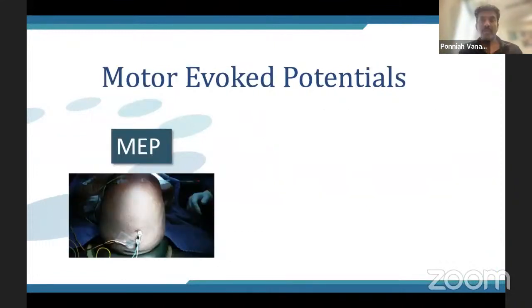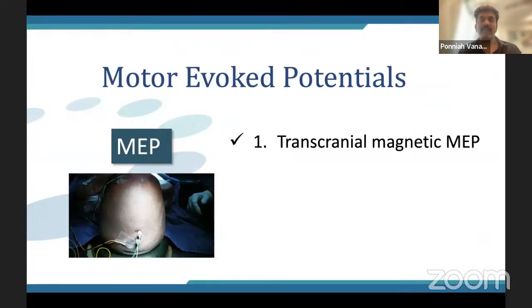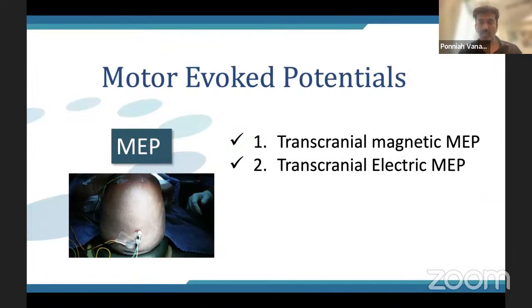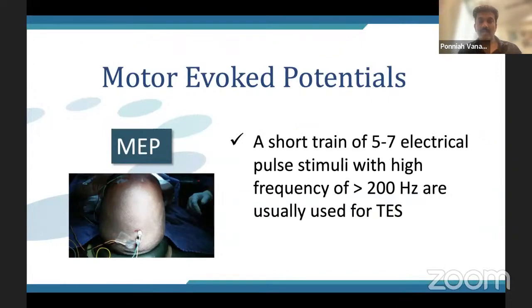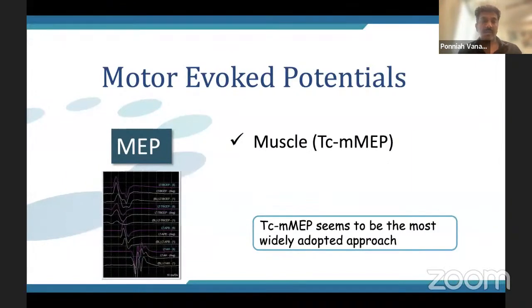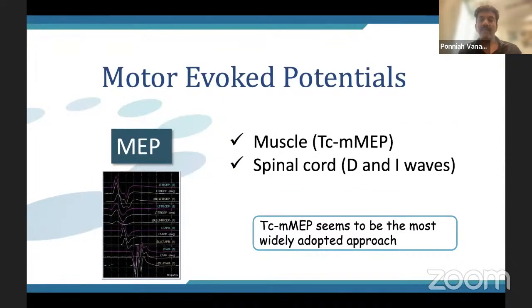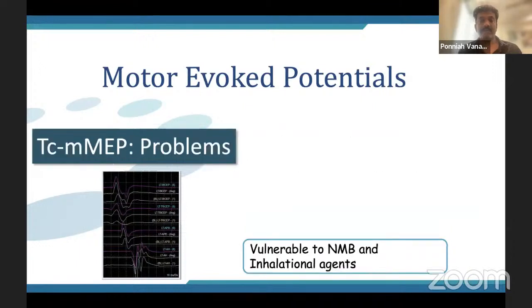And coming to the most commonly used, the motor evoked potentials. Here, it can be recorded by a transcranial magnetic MEP or transcranial electrical MEP, which is most commonly used, or direct spinal cord stimulation. A short train of 5 to 7 electrical stimuli with high frequency is usually used, and you get a recording like this from the muscles or the spinal cord. From the spinal cord, what you get are called D or I waves, which we can get with low current, and there won't be much patient movement.